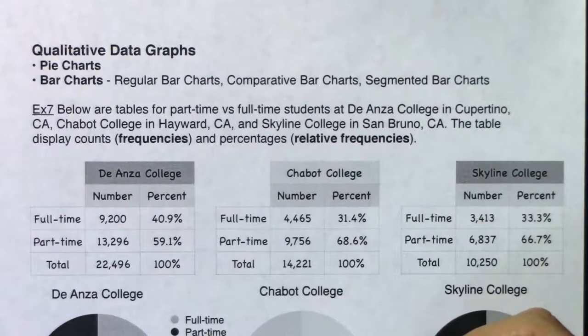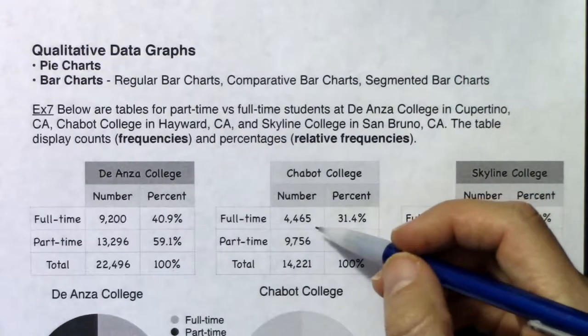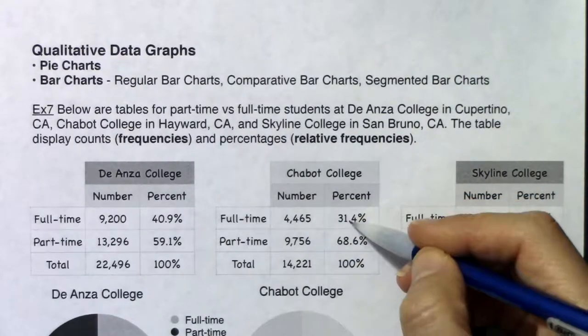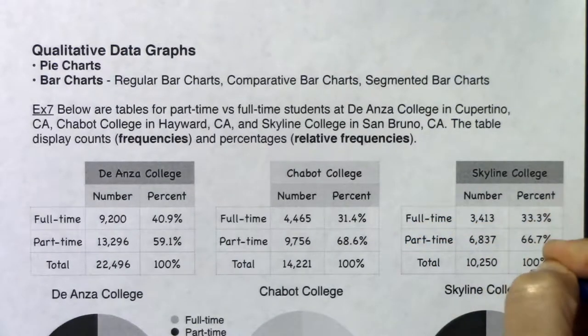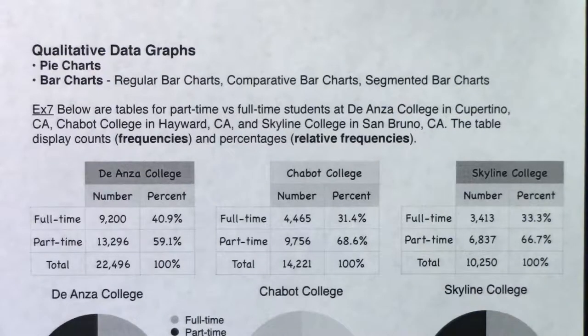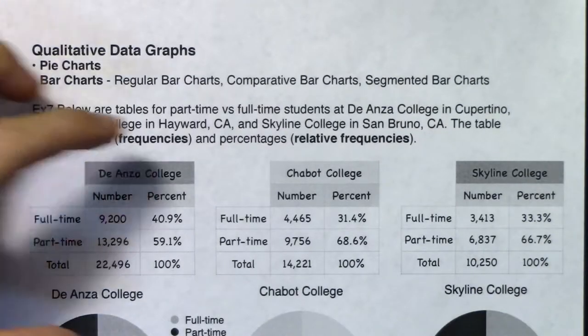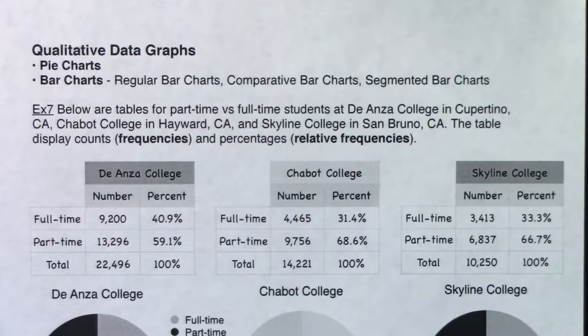That's consistent with the example 6 and how we added up those two column totals. Right, here's our population, our relative frequencies are adding up to 100%. Here's our population, our relative frequencies are adding up to 100%. So if you were to look just at the three tables, we're not looking at any of the graphs below, just looking at the three tables, if I wanna create sentences in terms of comparing and contrasting De Anza, Chabot, and Skyline, if I wanted to compare the three colleges, what's something that I notice that's common between all three?